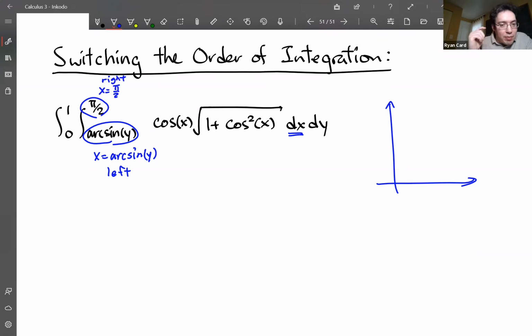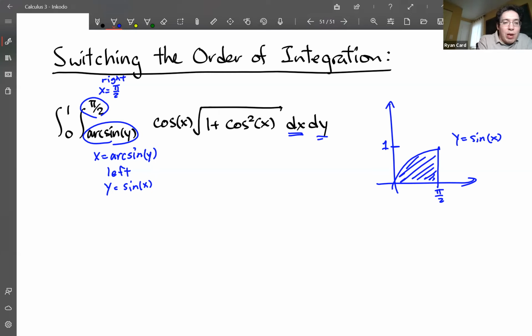So let's see if we can draw that. So x is equal to arc sine of y. That's the same thing as y is equal to sine of x. Okay, but only up until x is equal to pi over 2. So that's when sine hits 1. Okay. So that's the region we're looking at. And then the y value is going from y equals 0 to 1. So 0 to 1. So that works out. Okay. So this is the region we're looking at.